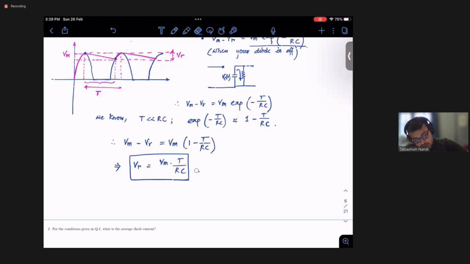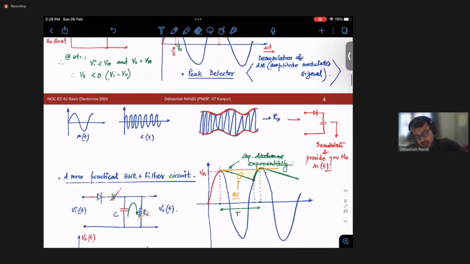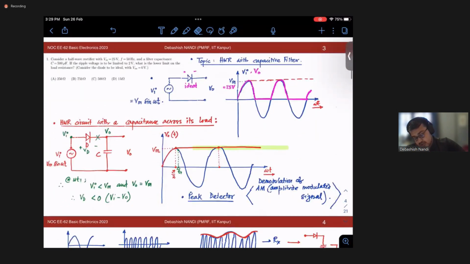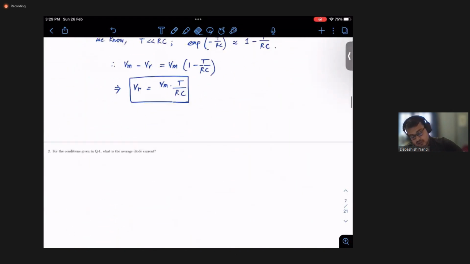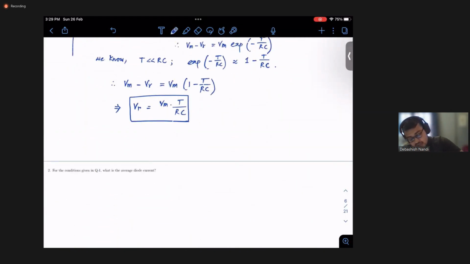So now let us go back to the question. They are asking, consider a half wave rectifier with Vm given as 25, f given as 50 Hertz, and C given. We need to find out the R value. Okay, simply from here we can solve the problem.